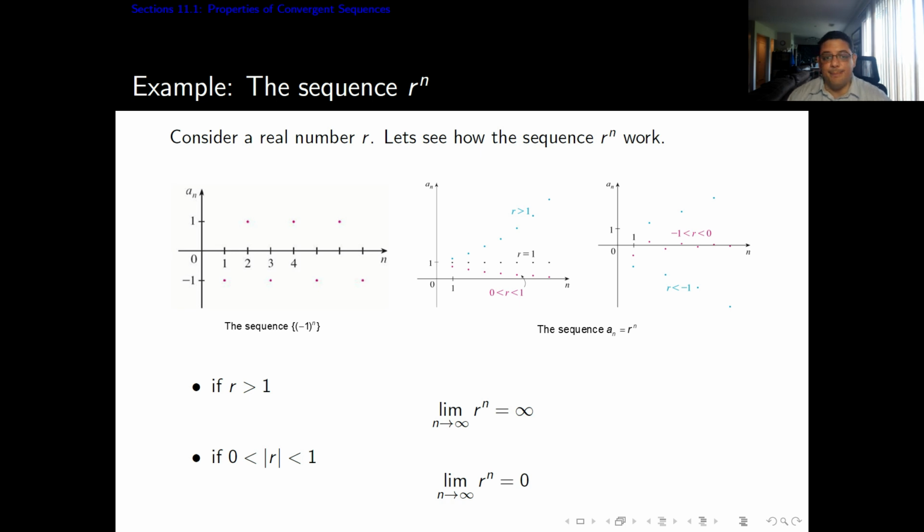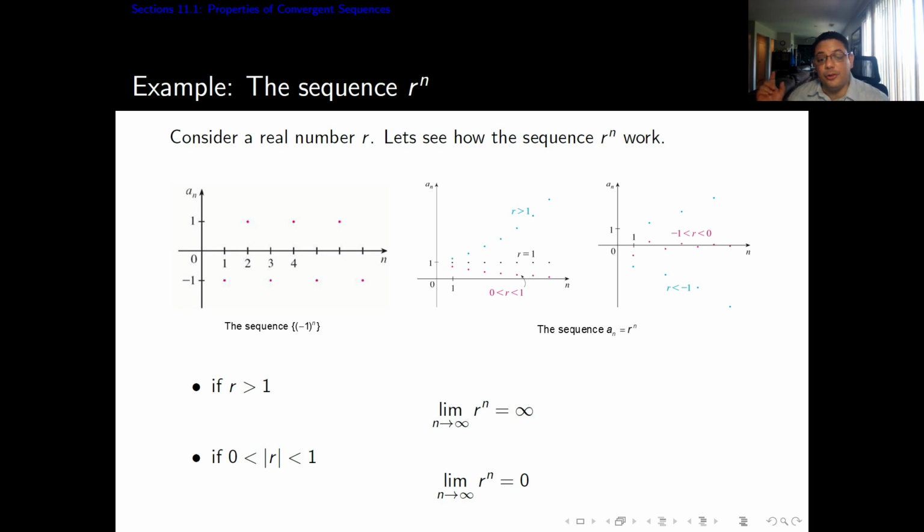Now, if r is bigger than 1, there's going to be an exponential here, and it's going to grow to infinity, so that's going to be a divergent sequence. And if r is between 0 and 1, that's one of the scenarios where we can say it's a convergent sequence. It's actually going to go to 0. So we can tell the two different cases that are going to come up with this. If r is bigger than 1, then the limit of r to the n is infinity.